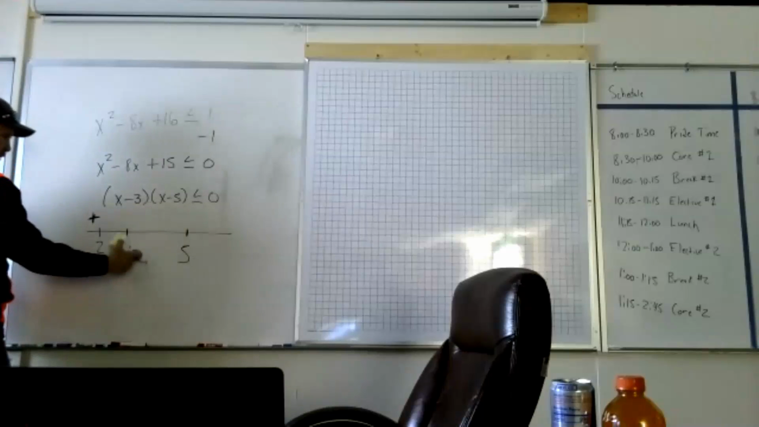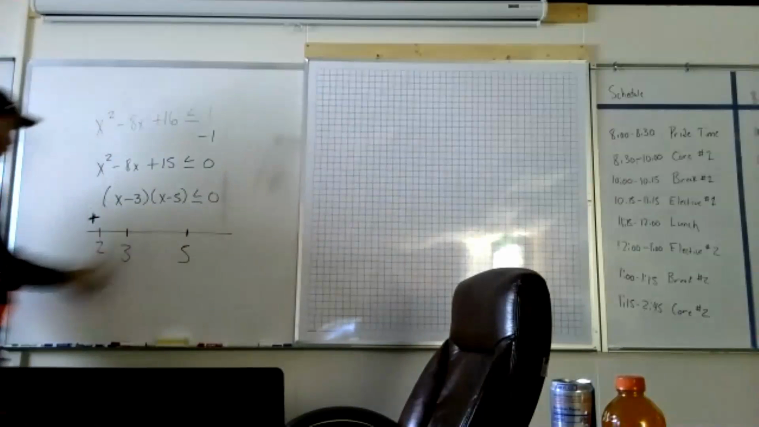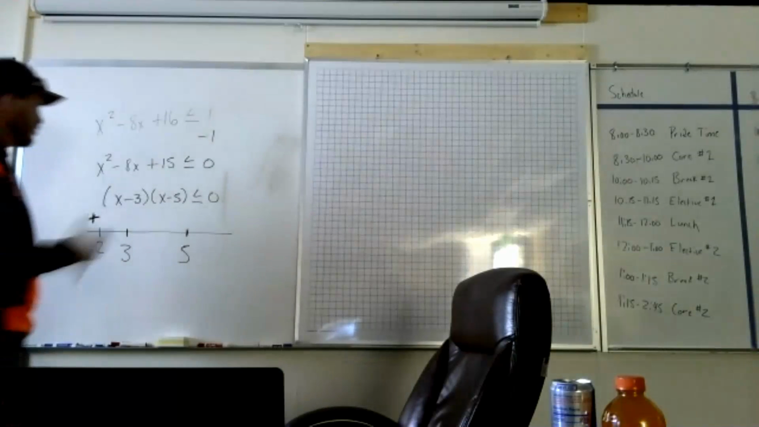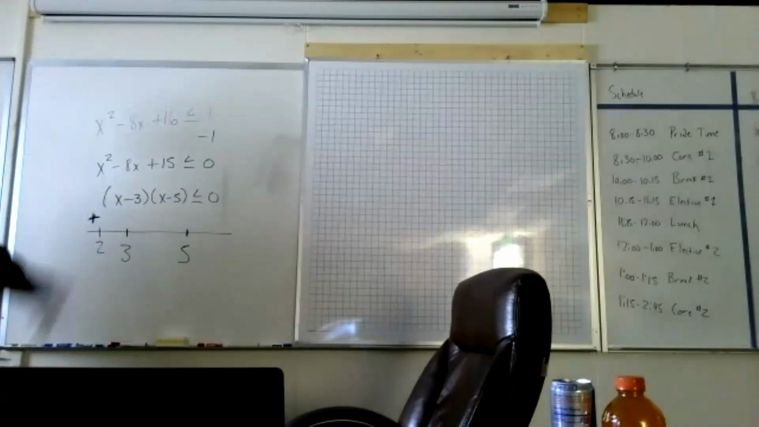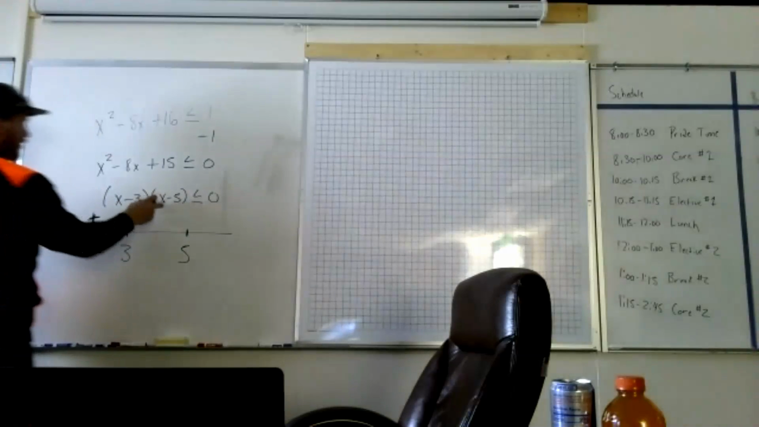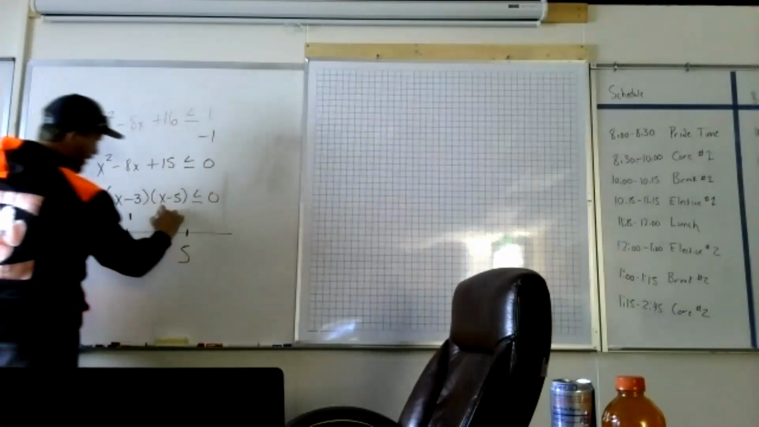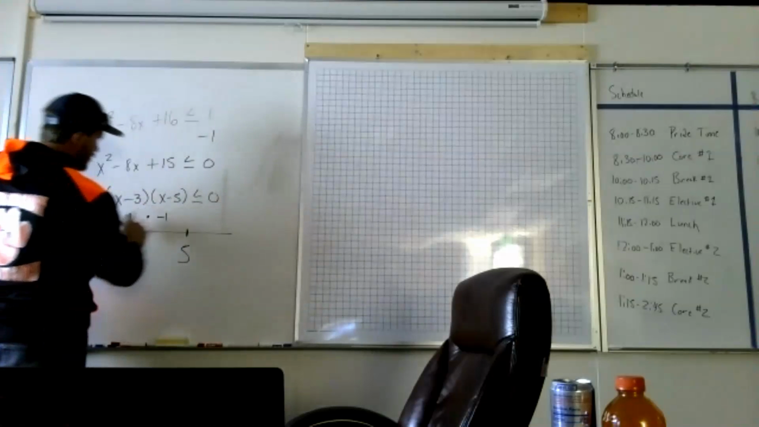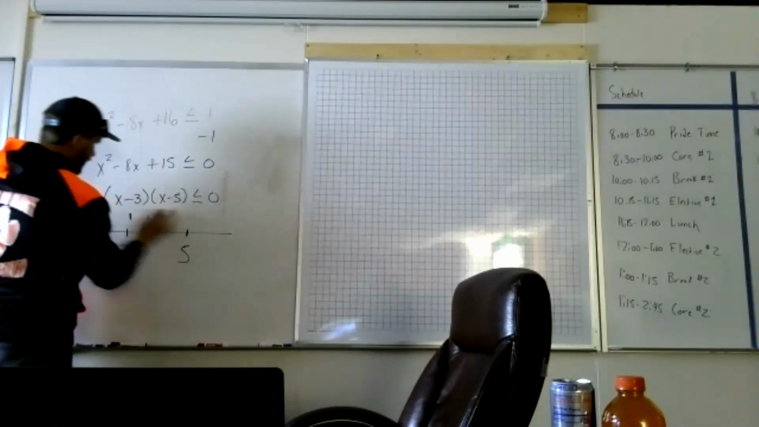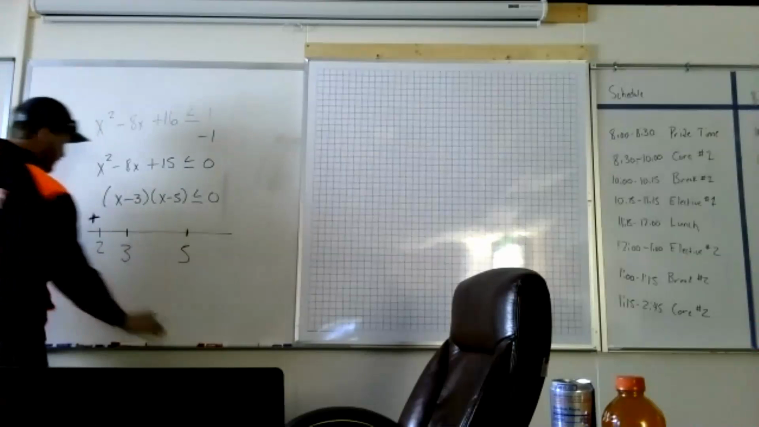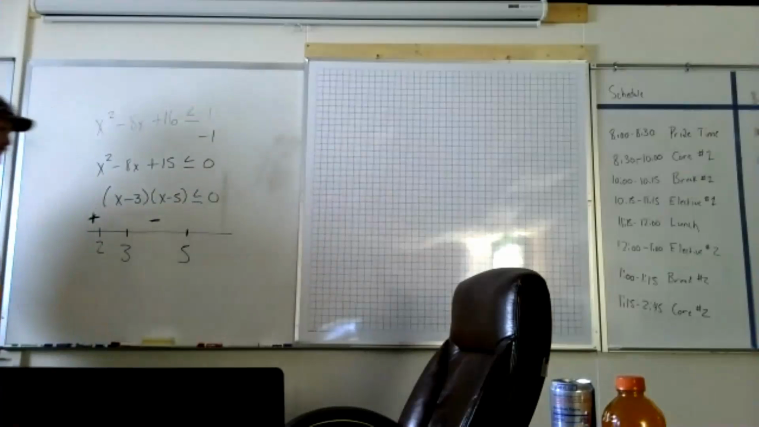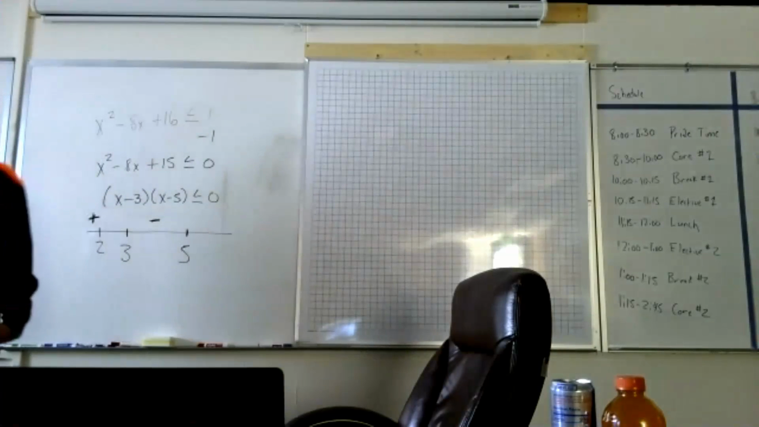Now for my middle range, 3 and 5, pick one whole number that's in there, and you want to use numbers that are easy for you, that way you can do this pretty quick. So if I plug in a 4, 4 minus 3 is going to give me 1. 4 minus 5 is going to give me a negative 1. If I multiply those together, 1 times a negative 1 is a negative. So in the interior here, I have a negative.